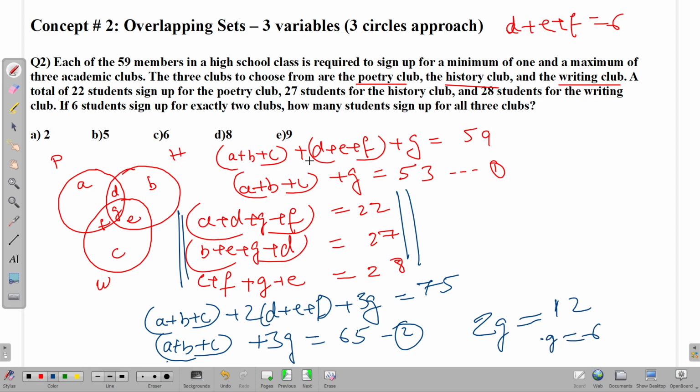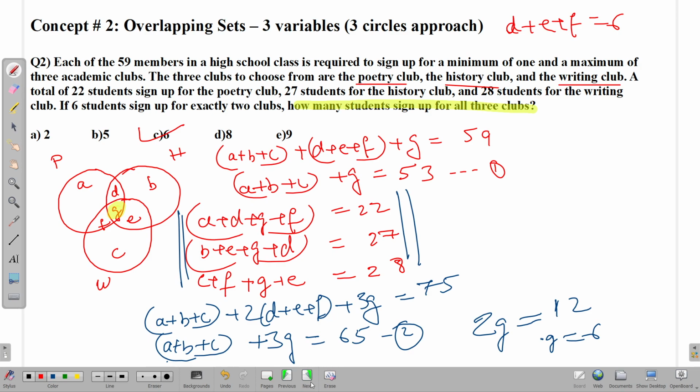And what do I want? I want G. How many students sign up for all three clubs? All three clubs is G. This region, G is equal to 6, right? So my answer here comes to G is equal to 6, option C. So we have looked at two problems which deal with set theory.